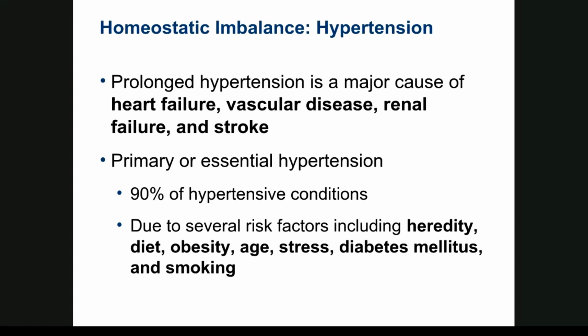Okay, hypertension, prolonged hypertension is a major cause of heart failure, vascular disease, renal failure, stroke, heart attack. Primary or essential hypertension, 90% of hypertension is from heredity. You chose the wrong parents. Diet, the food tastes good, the rule of thumb, spit it out. It's going to kill you if it tastes good.